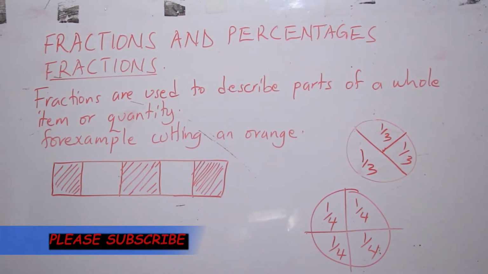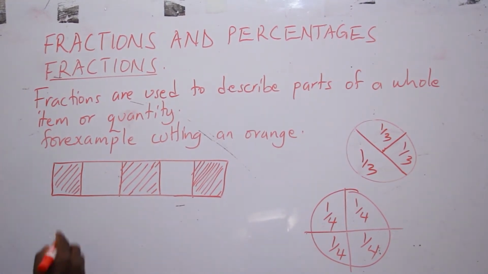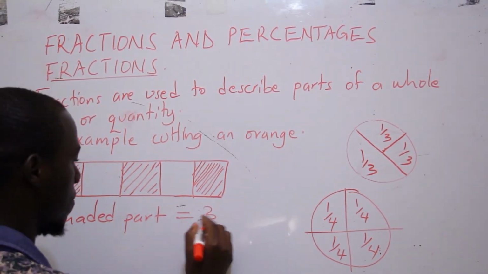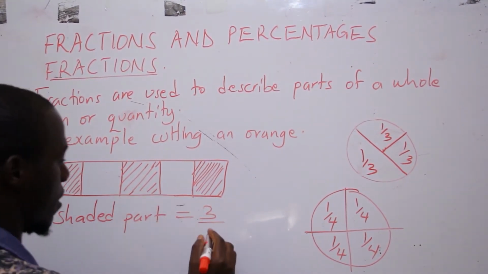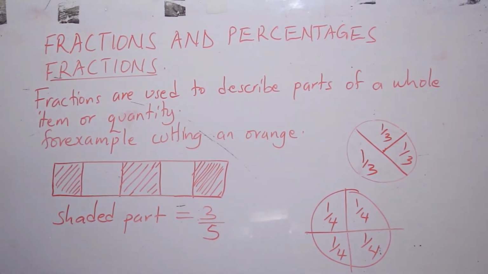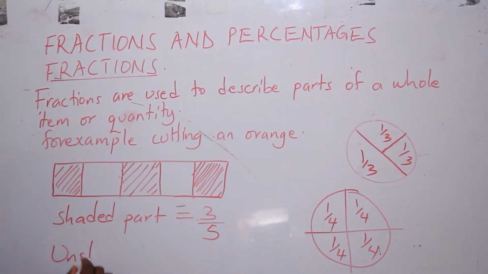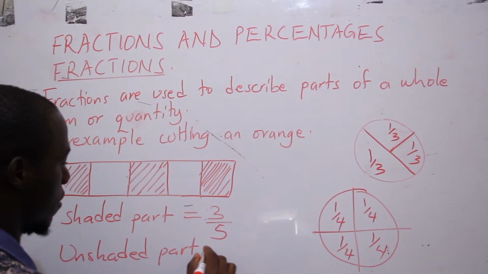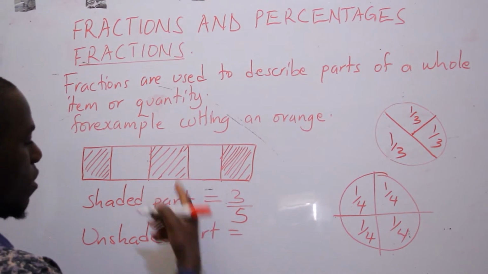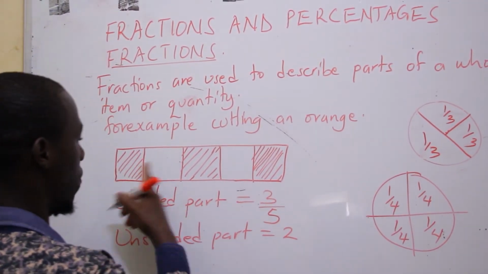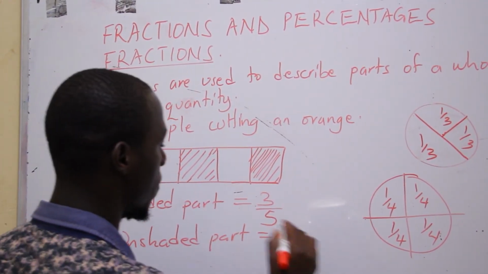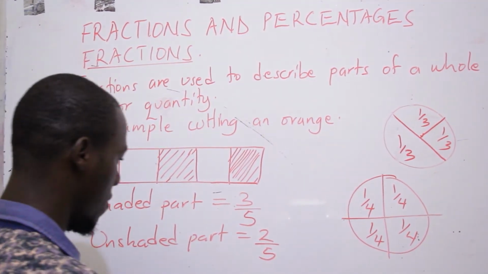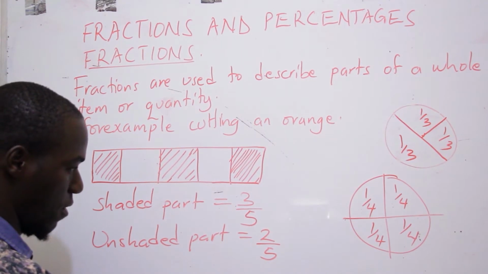It is partitioned into 5 parts. Then the shaded part, we can say there are 3 of them and the parts are 5. That means that the unshaded part is automatically 2 out of the 5 partitions. As simple as that.